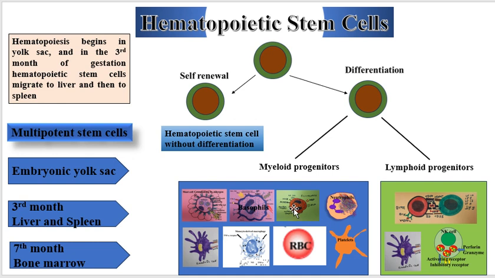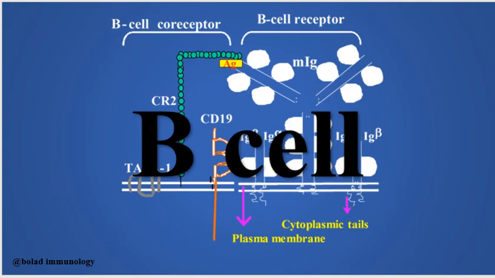neutrophils, eosinophils, basophils, mast cell, myeloid dendritic cell, monocytes, which later differentiate into macrophages, red blood cells, and platelets. Whereas lymphoid progenitors from the hematopoietic stem cell differentiate further into T cell, B cell, natural killer cell, and lymphoid dendritic cell. So now I am going to talk about B cells or B lymphocytes.